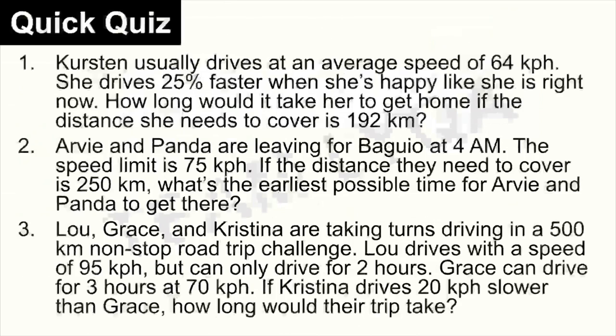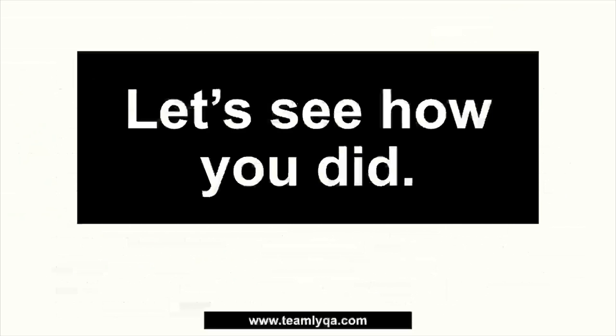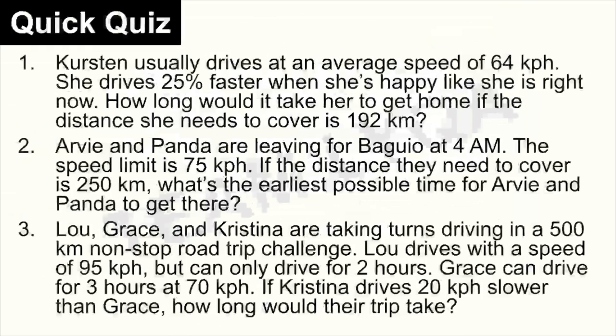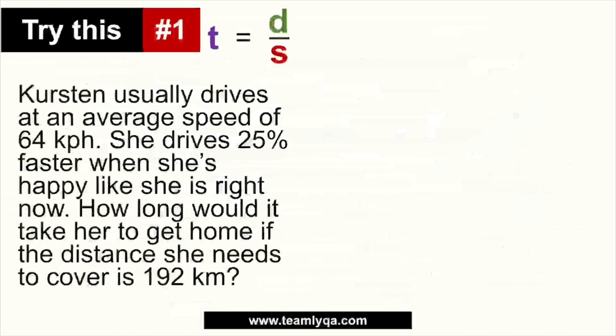Alright, let's see how you did. So yung first question natin is a little easier than the others. So we'll start with that. Sabi ito, Kristen usually drives at an average speed of 64 kilometers per hour. She drives 25% faster when she's happy like she is right now.